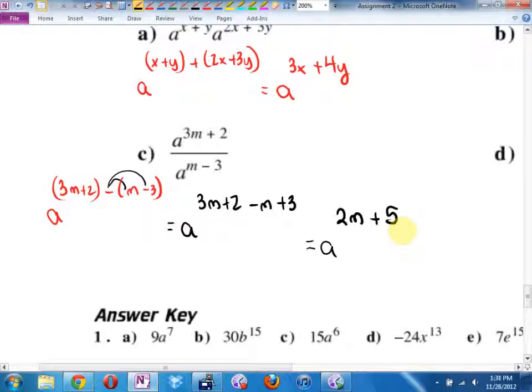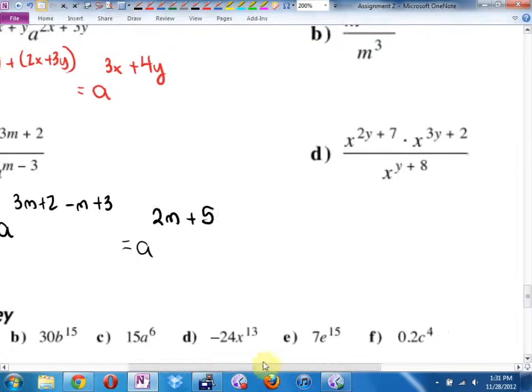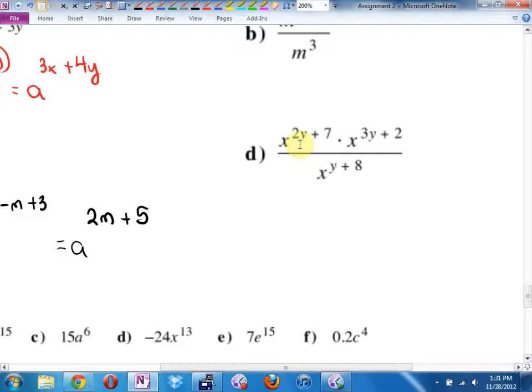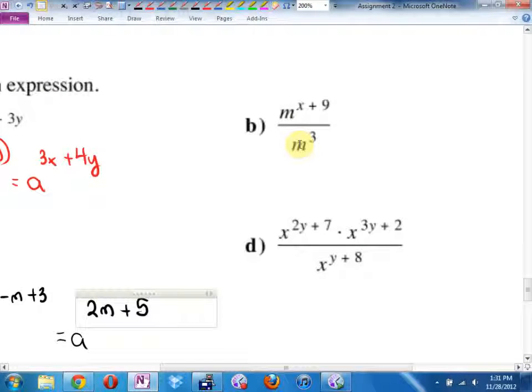I'll let you try B and D on your own, see if you can figure it out. Let me just double check. Oh, so for D, add, and then subtract. For B, subtract. It'll be x plus 9, take away 3, which I think is x plus 6. And these are tricky. Any other questions? Yeah.